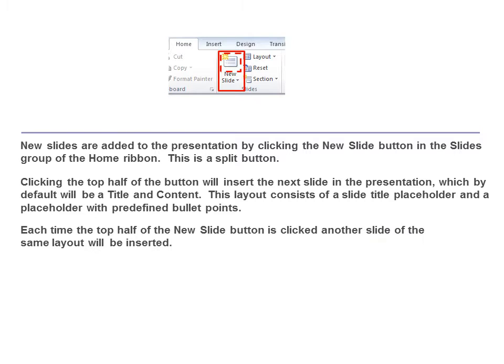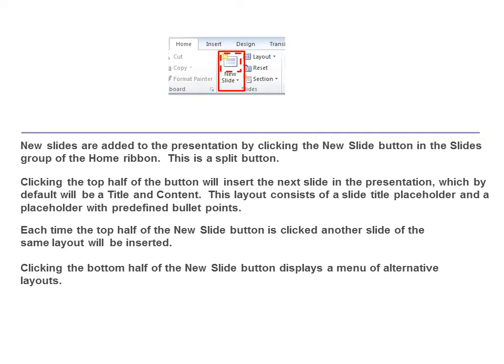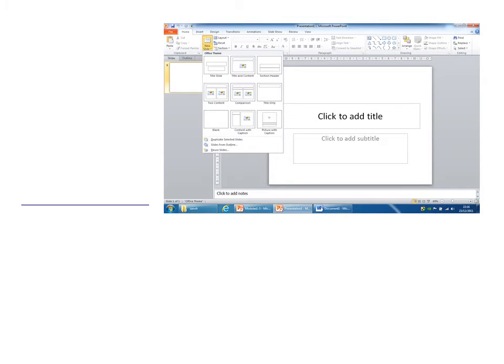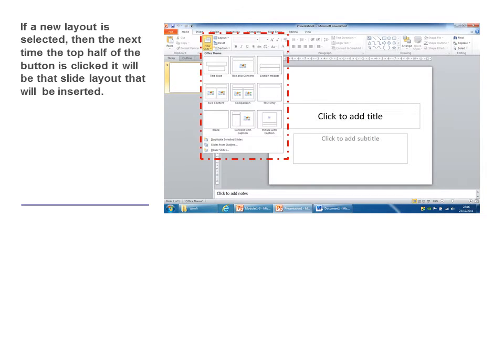Each time the top half of the New Slide button is clicked, another slide of the same layout will be inserted. Clicking the bottom half of the New Slide button displays a menu of alternative layouts. If a new layout is selected, then the next time the top half of the button is clicked, it will be that slide layout that will be inserted.